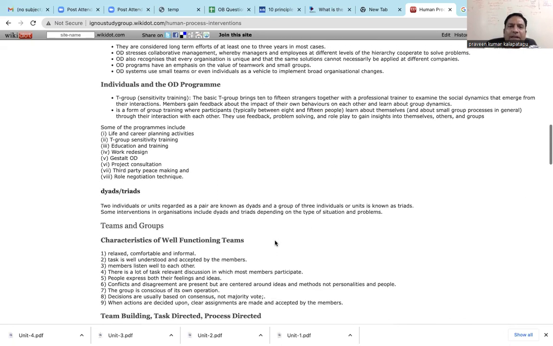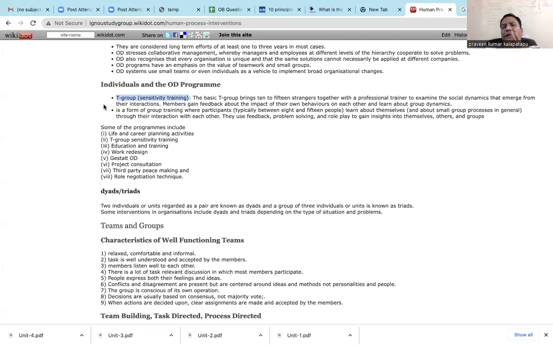There are actually multiple types of programs as far as the entire human processes are concerned, and we are going to talk about some of those programs in detail. The first is T group. Ideally speaking, it should also be a separate heading. I don't know why T group is given under individuals and OD program, but this is also one type of intervention which concentrates on human process. I briefly told about this T group.